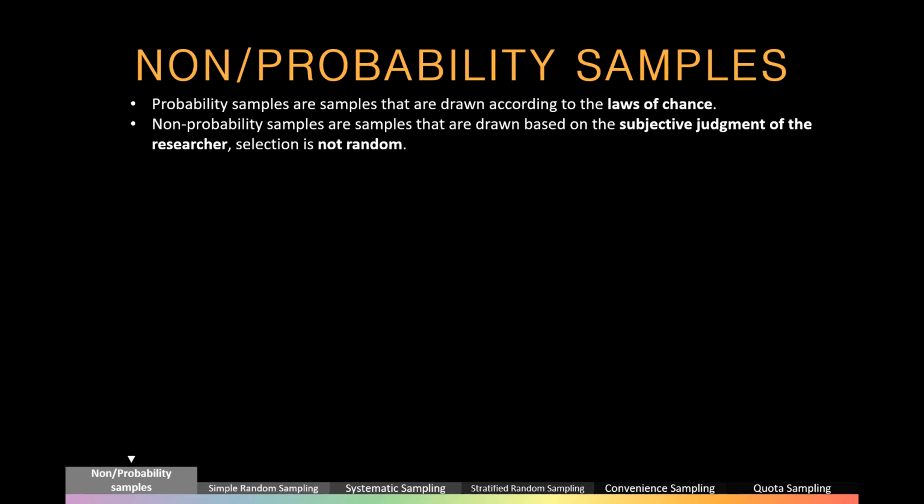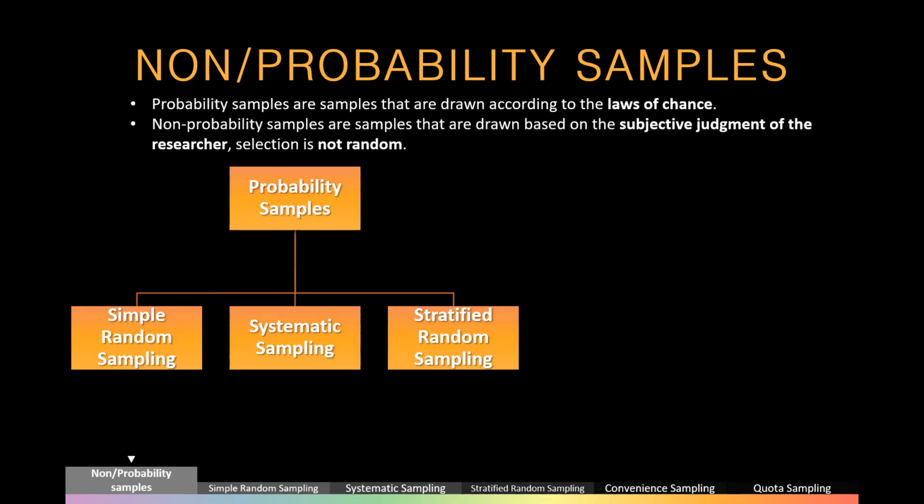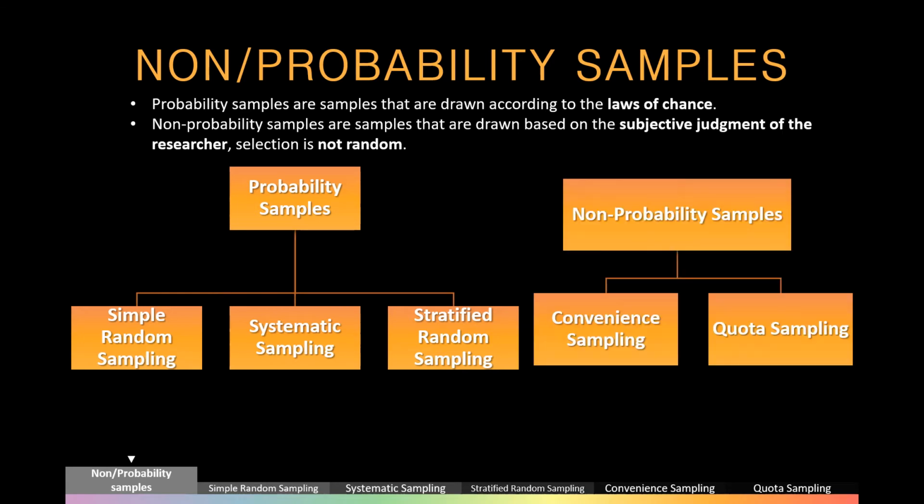So what we mean is selection is not random. You will understand non-probability samples better when we look at examples of it. We're going to look at three types of probability samples: simple random sampling, systematic sampling, and stratified random sampling. We will also look at two types of non-probability samples: convenience sampling and quota sampling.